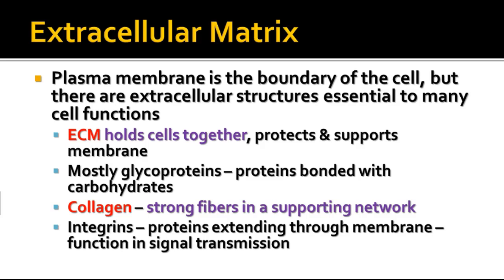Outside the cell, outside the plasma membrane, there's also something called an extracellular matrix, or ECM. These are structures that are important to a lot of different cell functions, but they're not really inside the cell itself. It kind of holds cells together, helps protect and support the membrane. A lot of the things located in the extracellular matrix include glycoproteins, which are proteins that have a carbohydrate chain attached to them. There are also fibers like collagen that you've heard of before that give kind of a supporting network to the cells as a group. And then there are these other proteins called integrins that extend through the membrane and are involved in the transmission of signals from one cell to the next.